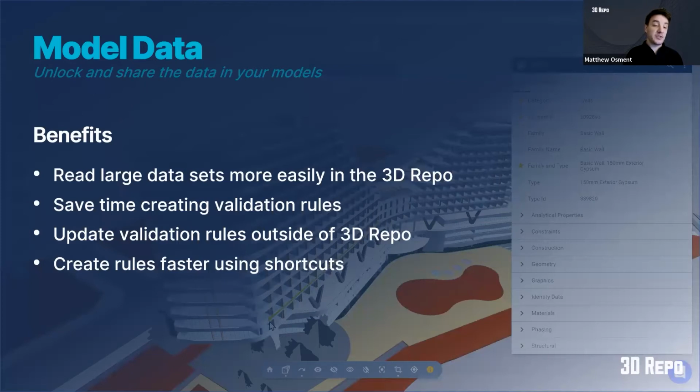So that means while we're processing your data, we're grabbing more data points and then we're storing them in a more efficient way. We can help you save time when you're creating those validation rules in smart groups, and you can create those rules faster using shortcuts.